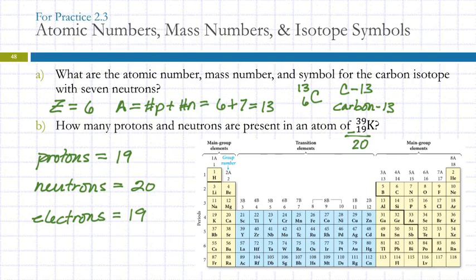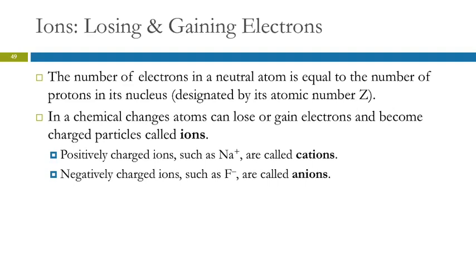Electrons and protons in a neutral atom will always be the same in number. Because here we have a positive 19 charge on the nucleus, and so we need negative 19 charge in the electron cloud so that the atom is neutral. So in a neutral atom, the number of electrons is equal to the number of protons. Number of protons is called the atomic number, Z.